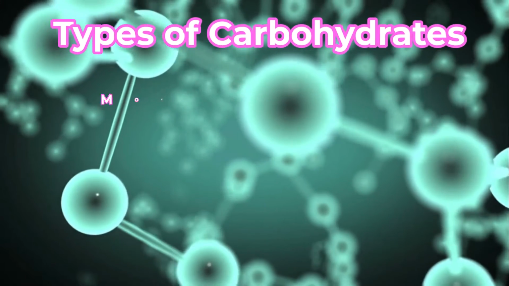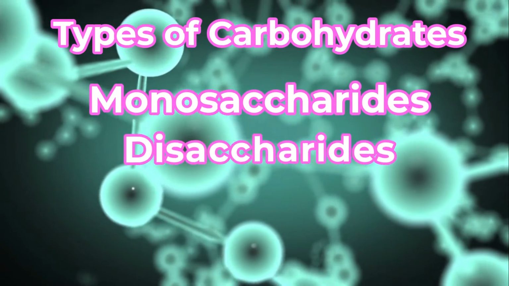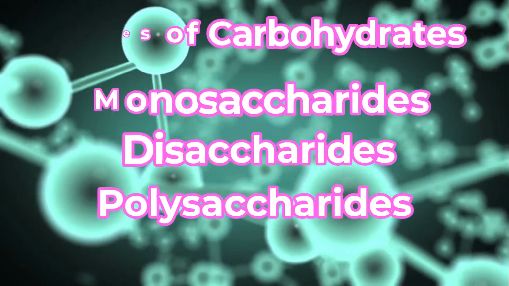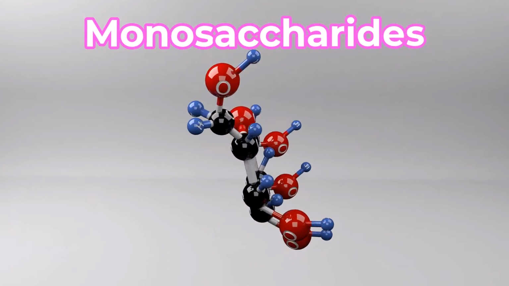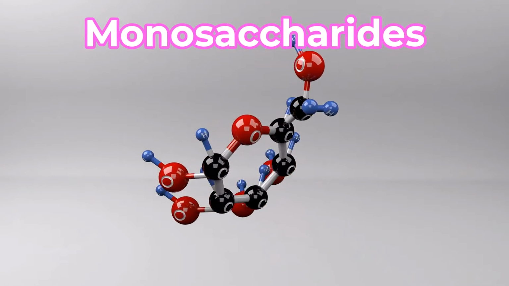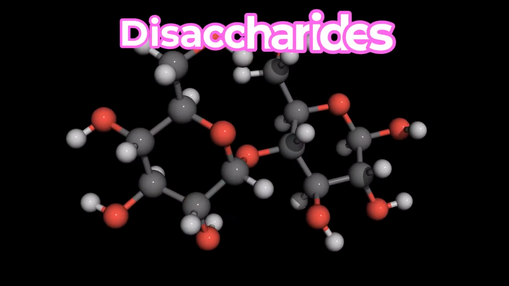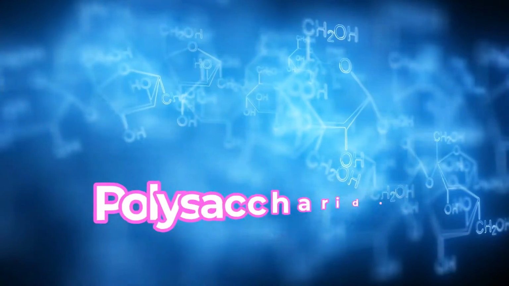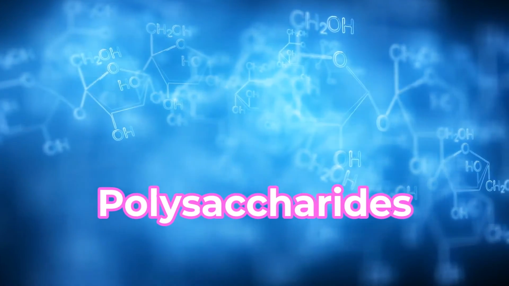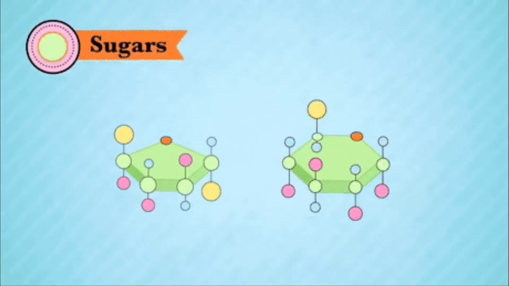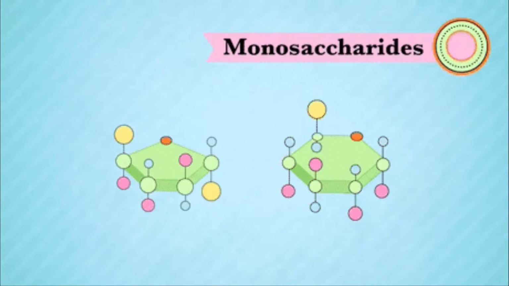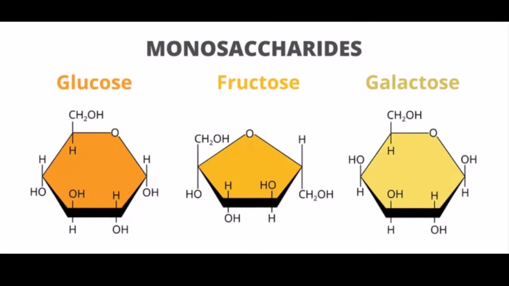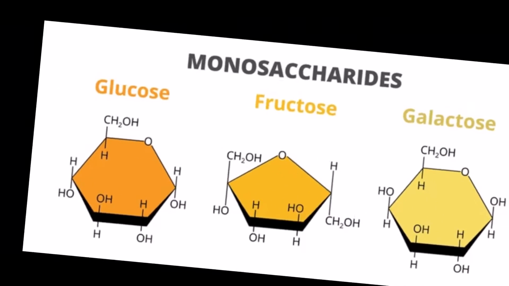Carbohydrates include monosaccharides, disaccharides, and polysaccharides. Monosaccharides are made up of 1 sugar monomer. Disaccharides are made up of 2 sugar monomers, and polysaccharides are made up of many sugar monomers. Monosaccharides are the monomers of carbohydrates. Examples include glucose and fructose.